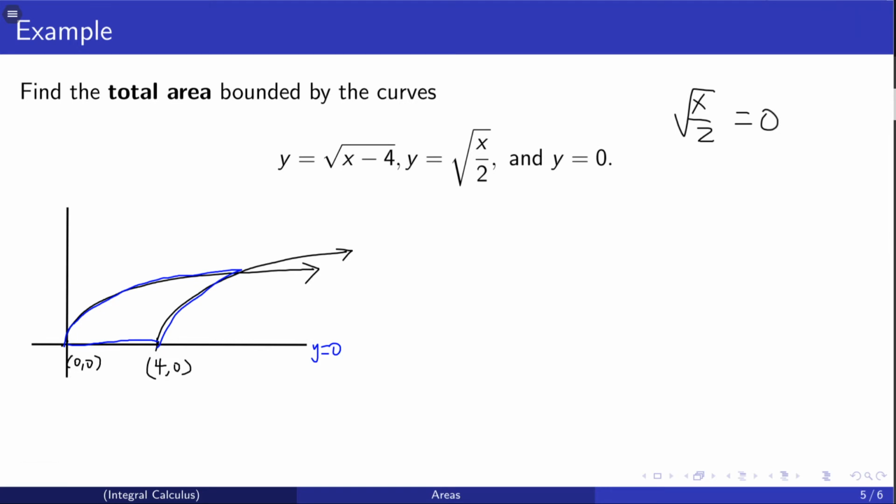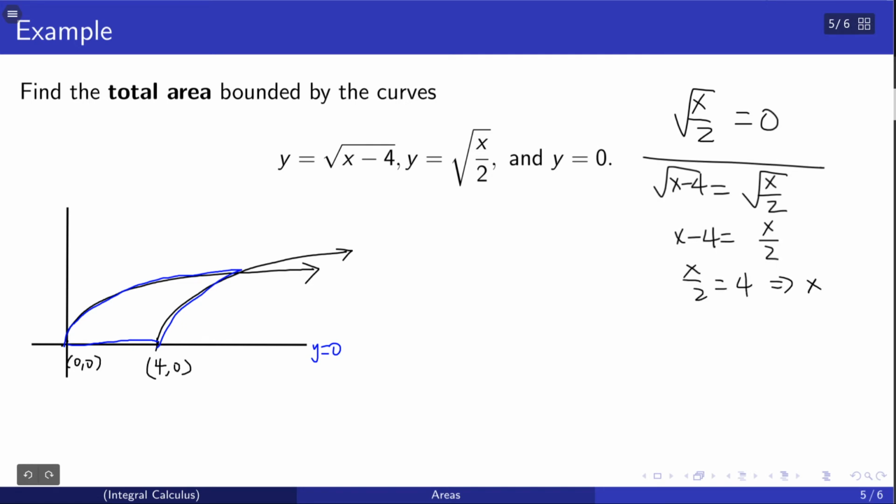But what about this point on top? The intersection of the 2 square root functions. Now again, just equate them. So let's do that here. Right, and well, we can square both sides and solve for x. Right, and so we get x equals 8 there. And when we plug 8 into our functions, we get square root of 8 minus 4, which is 2, or square root of 8 over 2, which is also 2. Right, so which means this is the correct intersection point.